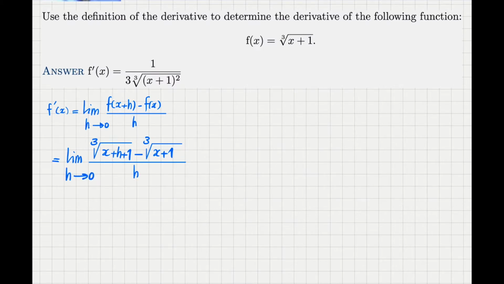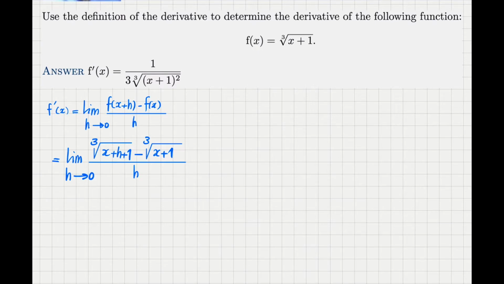Yes, so let me just repeat. f of x is this function itself that I have written here. f of x plus h is the same function, the only difference is that the x has been replaced by x plus h. Now I am supposed to calculate this limit. For calculating the limits involving the third roots, you need to know another algebraic identity.